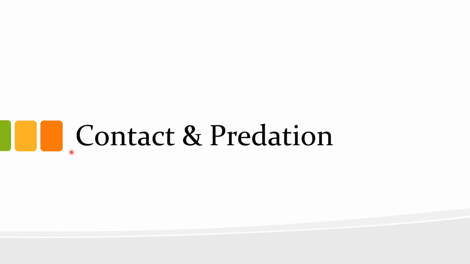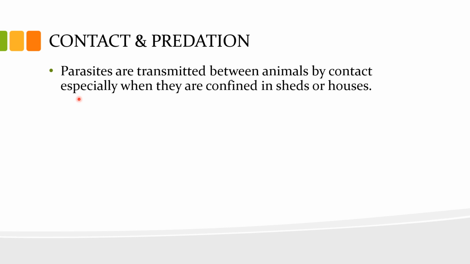Another type of transmission is by contact, or direct contact, and predation. Parasites are transmitted between animals by contact, especially when they are confined in sheds or houses. An example of a parasite that exhibits this particular type of transmission, direct contact, is exhibited by lice. Lice infestation and mange are chiefly transmitted between animals by direct contact.